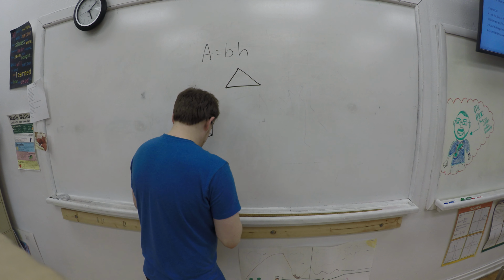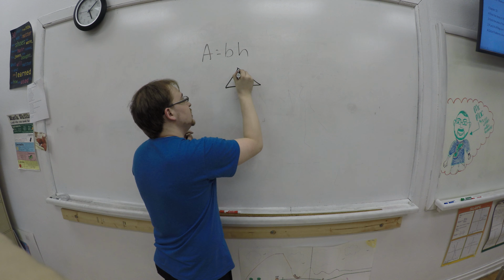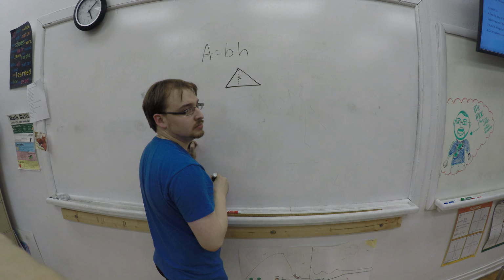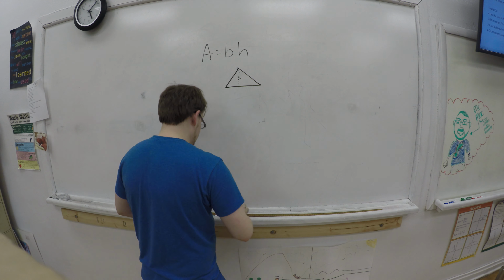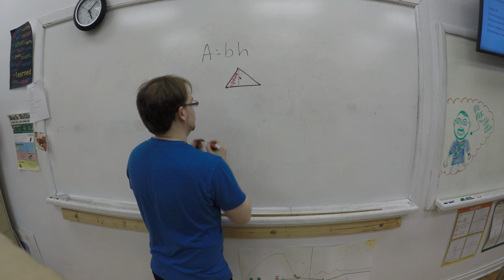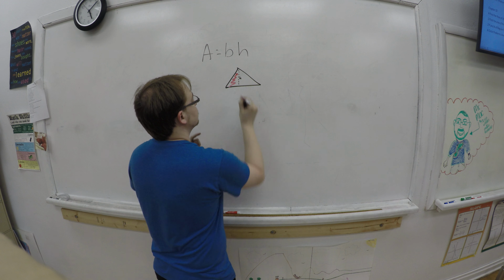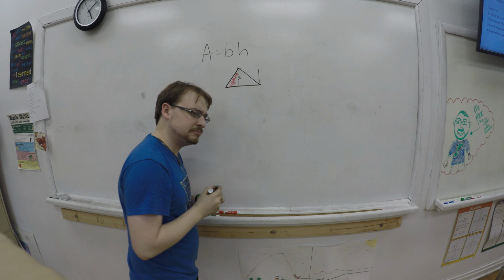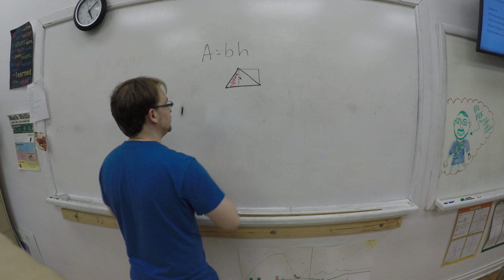Triangle. Also has a height. Straight up and down. Makes a little triangle. What happens when we take this little triangle and move them over here? Can you do that? No, you can't. Doesn't work that way.